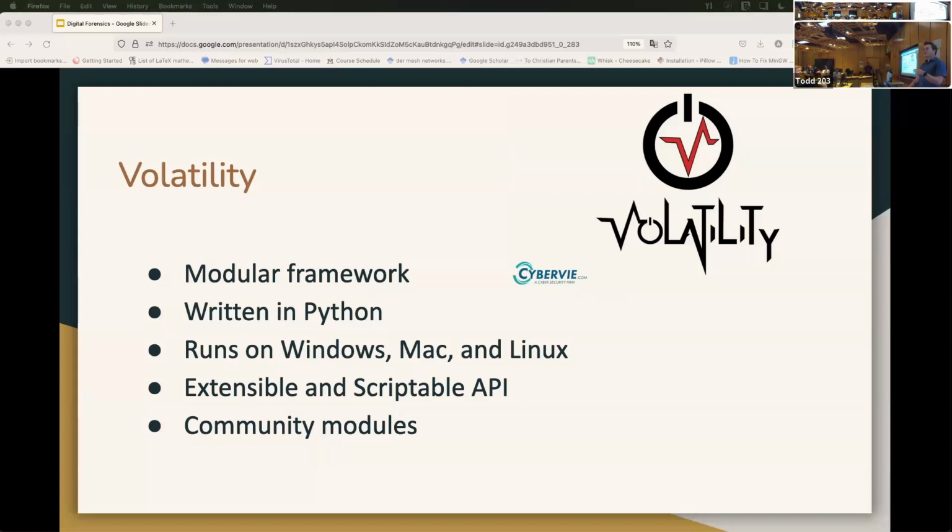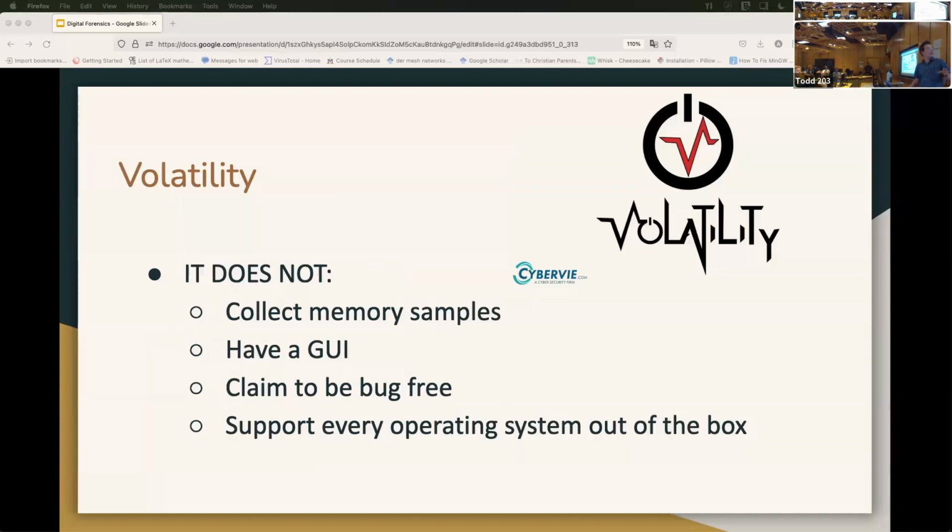We've got Volatility 2 and 3. Volatility 2 isn't necessarily being supported, but there are a bunch of plugins that only run on Volatility 2. I think we'll mostly be using Volatility 3. But what Volatility is not, and does not claim to be: it does not collect memory samples. It does not have a GUI, a graphical user interface. We're going to all be doing command line things. It also does not claim to be bug-free.